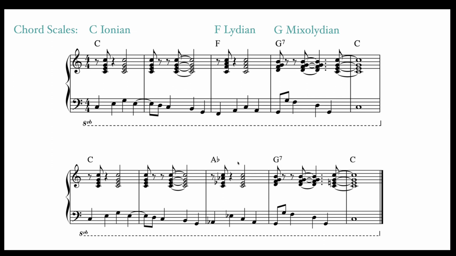In this context, for the A flat chord, I would use the chord scale from the parallel key of C minor where this chord is borrowed from. So the chord scale for this chord would be A flat Lydian. Now on a purely technical level, the C and the A flat chords are chromatic mediants of each other. Their roots are a third apart, C down a major third is A flat, and they share the common tone of C.